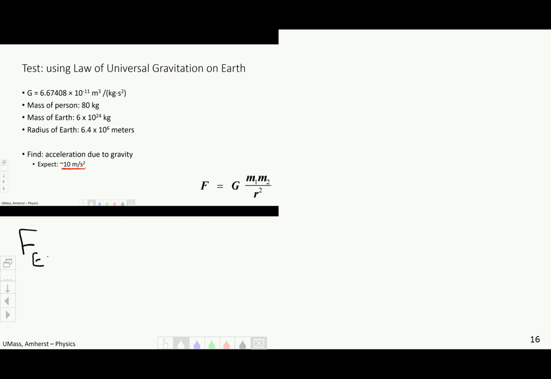So from the Earth onto a person, the force of gravity is big G, 6.67 times 10 to the negative 11th. Mass 1, we're going to say that this is the mass of a person, 80 kilos.